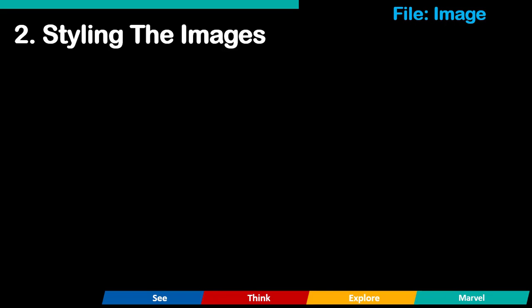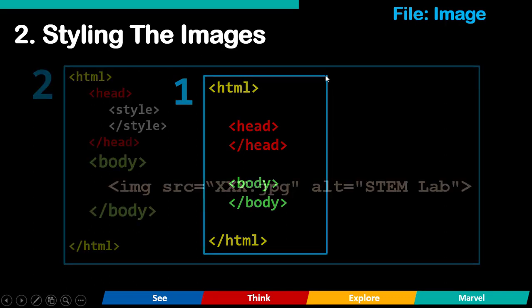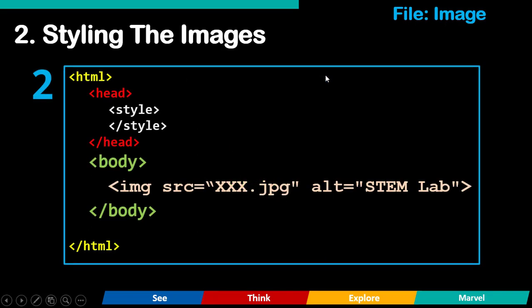Next, let's have a look on how images can be styled. In this exercise, we will use the file image. Images are added in the body section. The image tag has these required attributes. The src attribute is used to define the URL of the image.